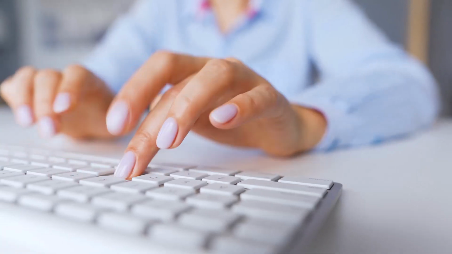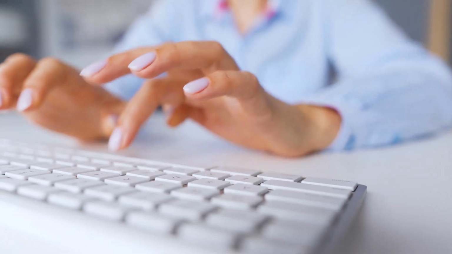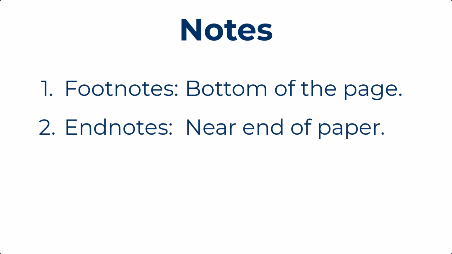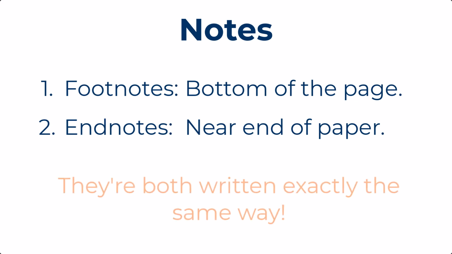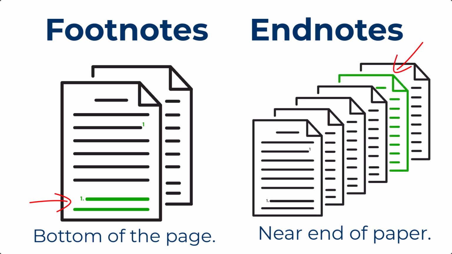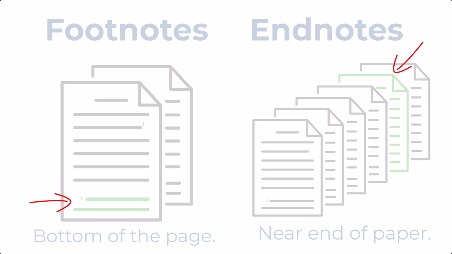Let's talk about writing a Chicago-style or Turabian-style note. First, you should know that notes come in two different forms, footnotes or endnotes. Footnotes are located at the bottom of the page where you cited the book, while endnotes are located on an endnotes page near the end of your paper. But they're both written exactly the same way. So, while we're going to concentrate on footnotes in these videos, you can also use these exact same methods to write endnotes. You'll just insert them in different places in your paper.